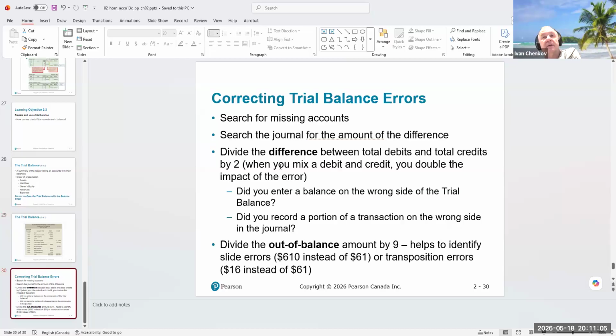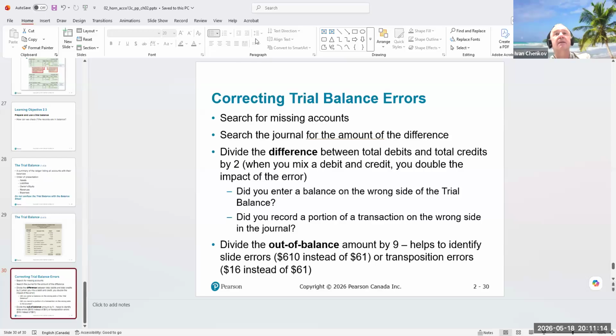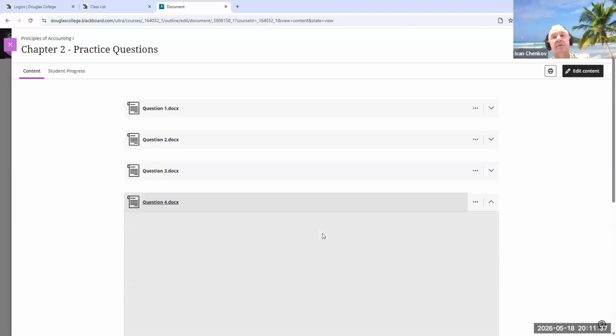Now, for the correcting of the trial balance error, we're going to come to this one a little bit later. Before we continue with anything further or those errors, let's do some practice. Because the best way to learn this idea with debit and credit is to do some practice. In order to do the practice, I want you to go to, again, Blackboard, and let's open question number 4. And let's see what's sitting for us in question number 4.